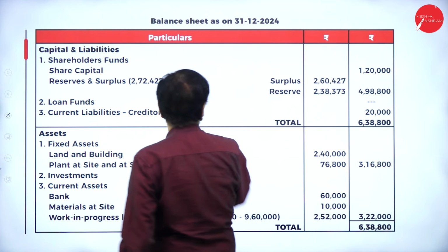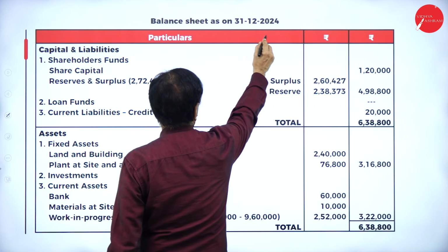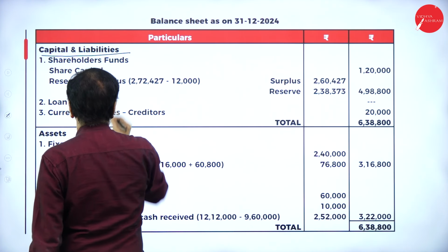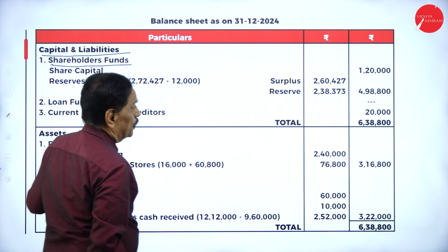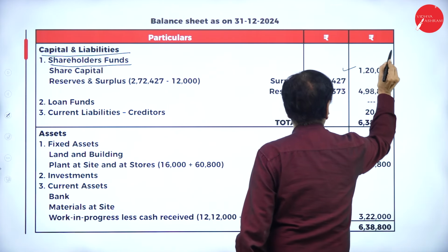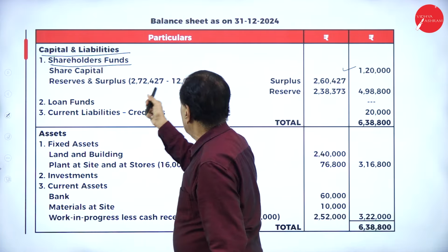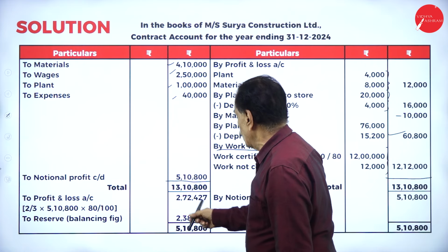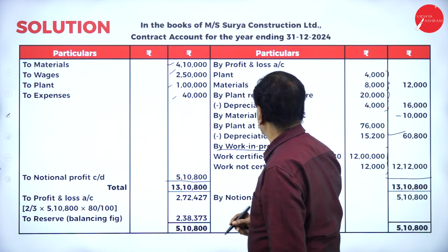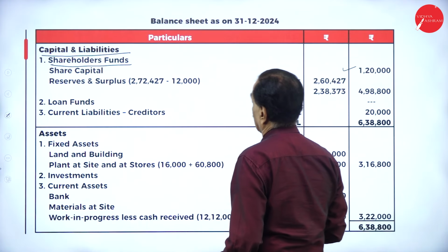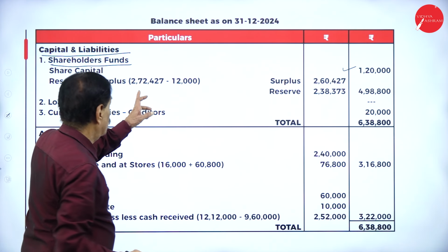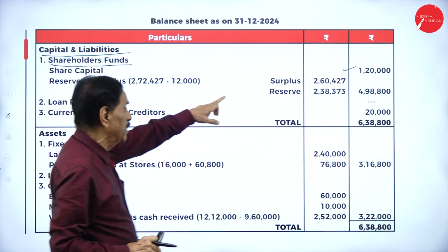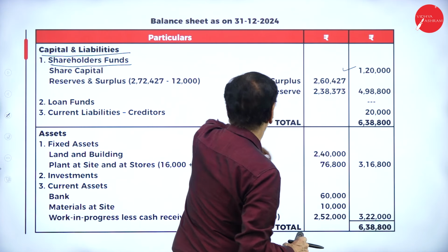Come back to the balance sheet, vertical column. Balance sheet on 31st December 2024. Capital and liabilities, shareholders' fund, share capital as per the trial balance 1,20,000. Reserve and surplus: this is nothing but your profit. What's your profit? 2,72,427. How much material and plant loss? 12,000. The total profit is 2,72,427. Out of that, material and plant loss 12,000, surplus available 2,60,427.